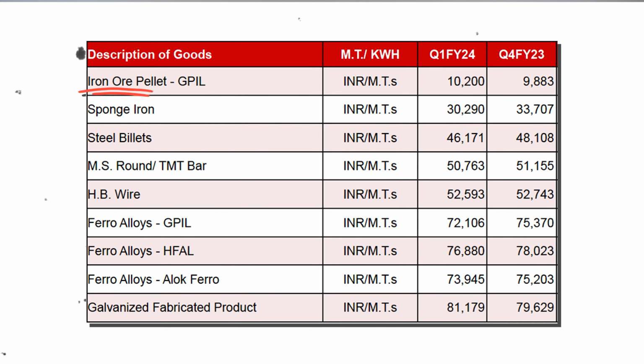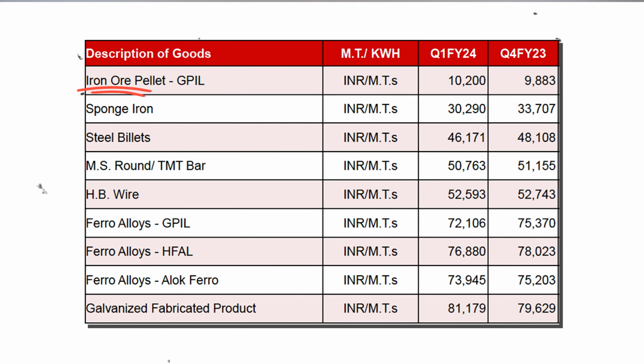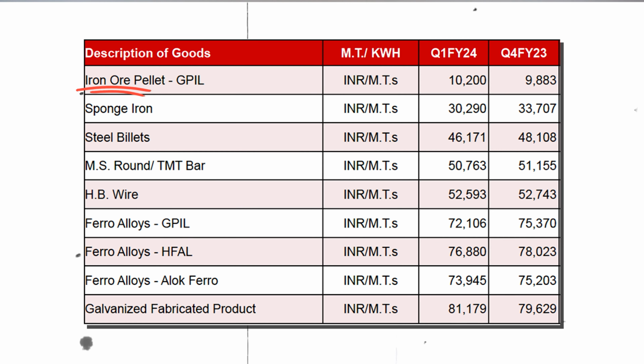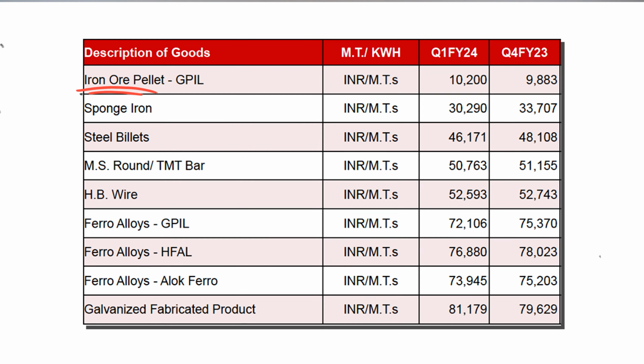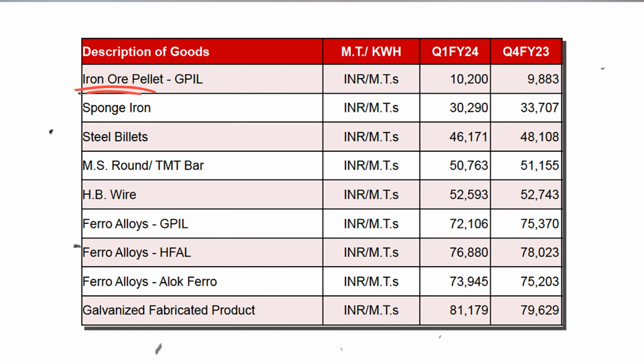In the first quarter of 2024, the price of iron ore pellets was 10,200. Now, in the first quarter of 2024, the iron ore price is somewhere around 5,000 rupees per ton, right? So it means that iron ore pellets are obviously a value added product, right? So we go from iron ore, which is selling at 5,000 rupees per ton, to iron ore pellets, which is around 10,200 rupees per ton.